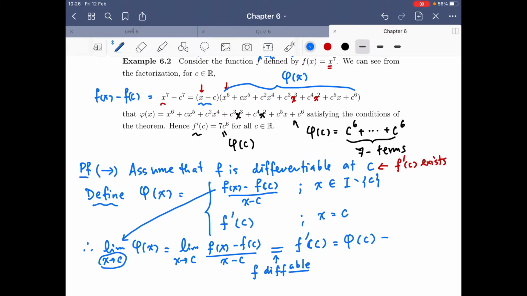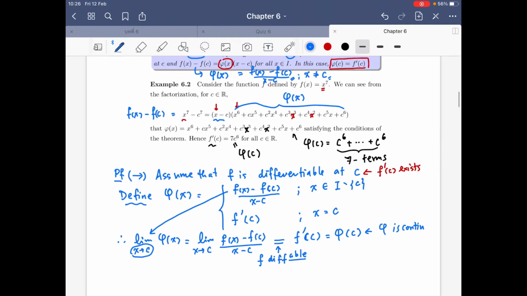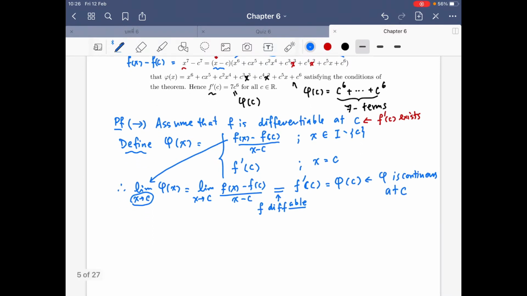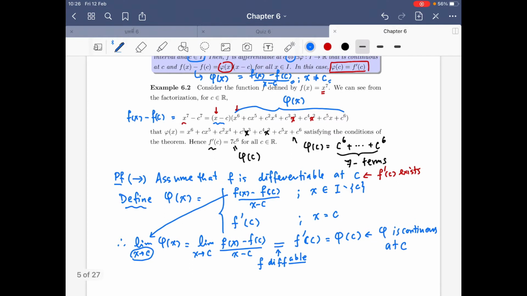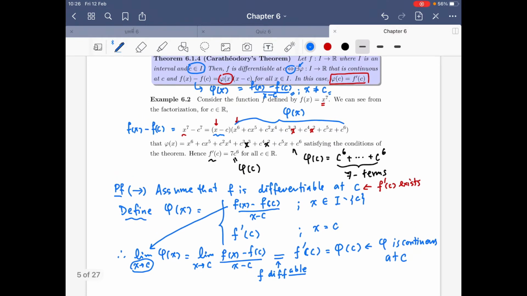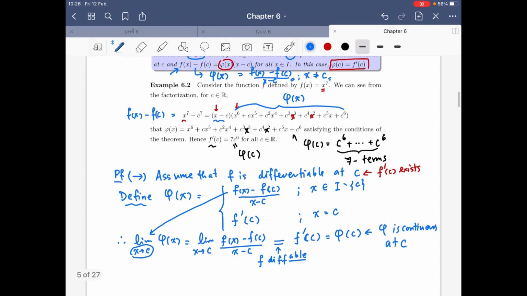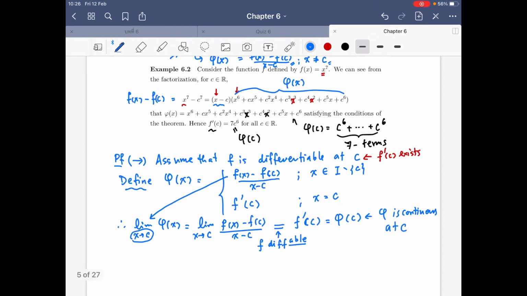So it means that your phi is simply continuous at the point c, okay. And so we have the first property of phi, that your phi must be continuous. We are going to look at the second property.